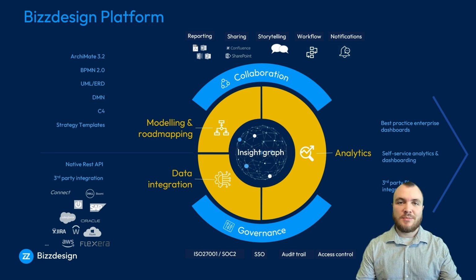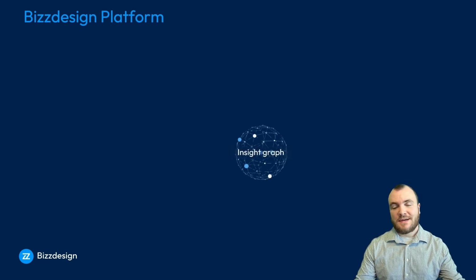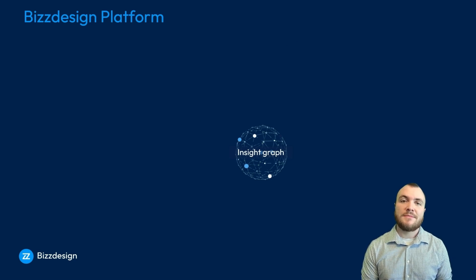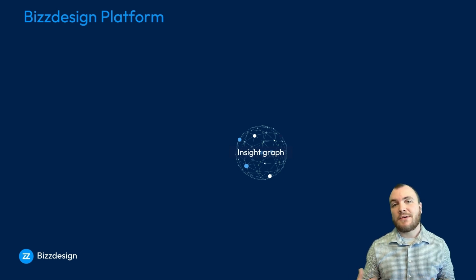Let's talk about the structure of Bizzdesign. First, the insight graph. This is our repository. This is where we store our elements, relationships, and data that make up our enterprise. The reason this is important is because we are able to not only model what our enterprise looks like, but explore the interconnective pieces of our enterprise and drill down to the objects that make up the enterprise.